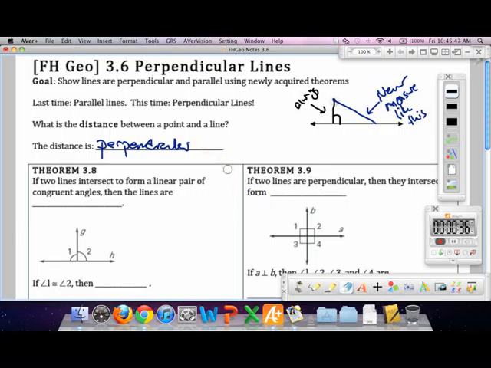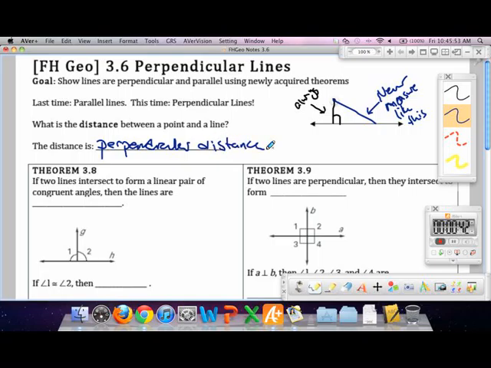What is it there? Perpendicular? What does that say? I have no idea. Perpendicular distance to the line.